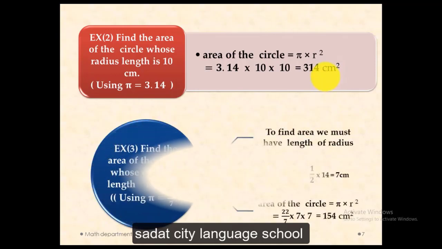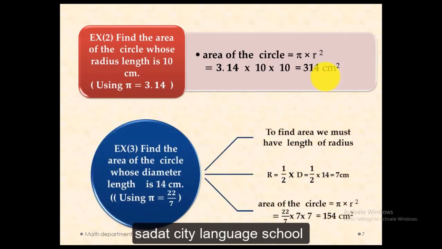The third exercise. Find the area of the circle whose diameter length is 14 centimeter. At first, we said that to find the area, we must have the length of the radius. So here he gave the length of the diameter. Can we find the length of the radius from the length of the diameter? Yes. Why? Because we have a relation. In this relation, radius equals what? Radius equals half diameter.